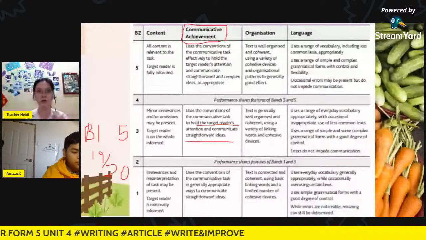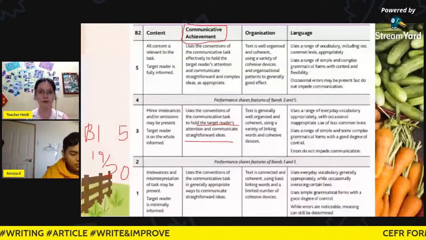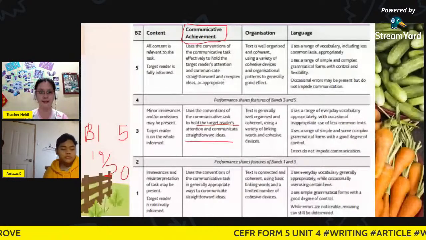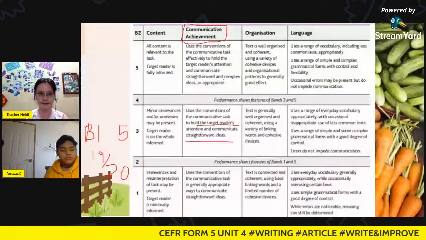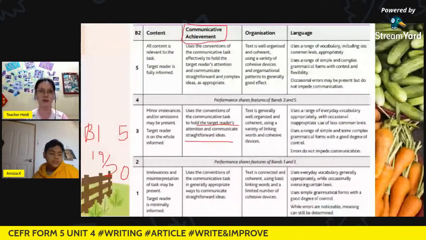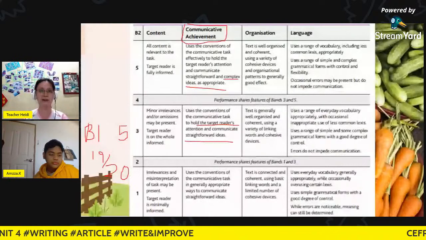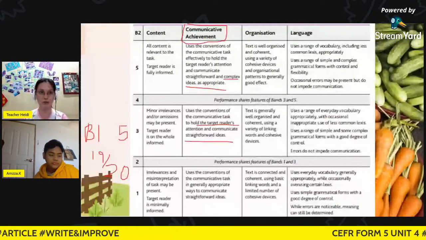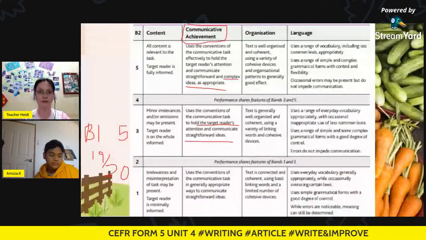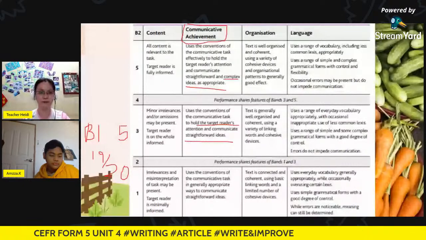So if you want to score a better score, this is the one. You have to add in complex ideas as appropriate. Okay, all right. Let me show you what these complex ideas look like. This is band 2.5. Okay, should I show you? Okay, let me show you lah.